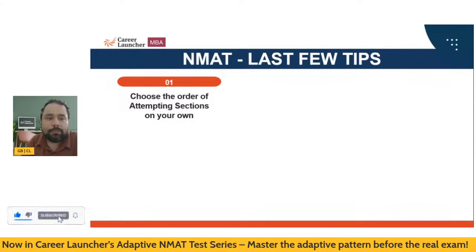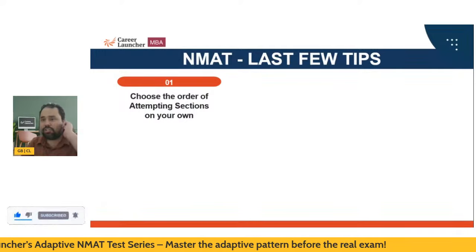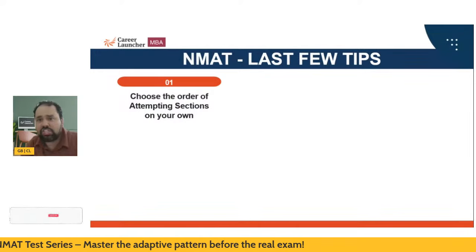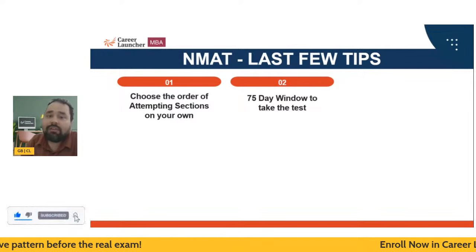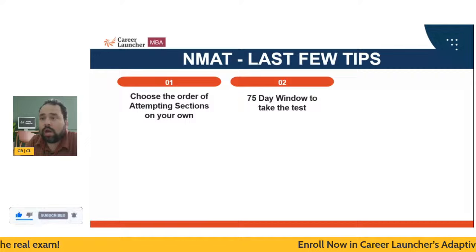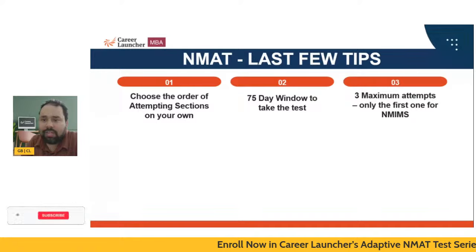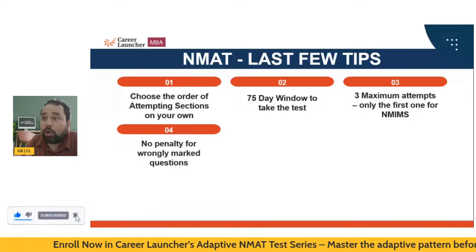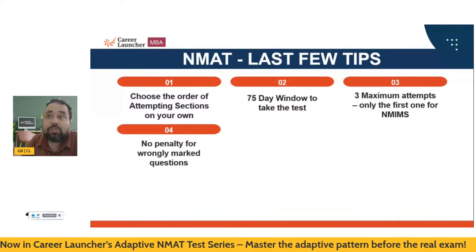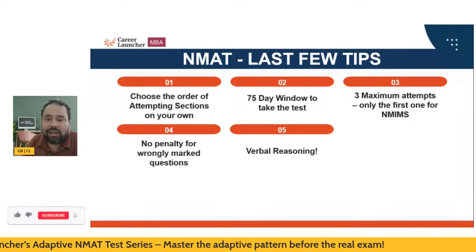Few last minute tips. Choose the order of attempting sections on your own. No need to listen to anyone; you've taken the suggestion, but do it according to what you find convenient. It's a 75-day window, so I hope you've chosen your slot of the exam very seriously. Maximum 3 attempts are there, but only the first attempt counts. No penalty for wrongly marked questions, so please do not leave any question unanswered.